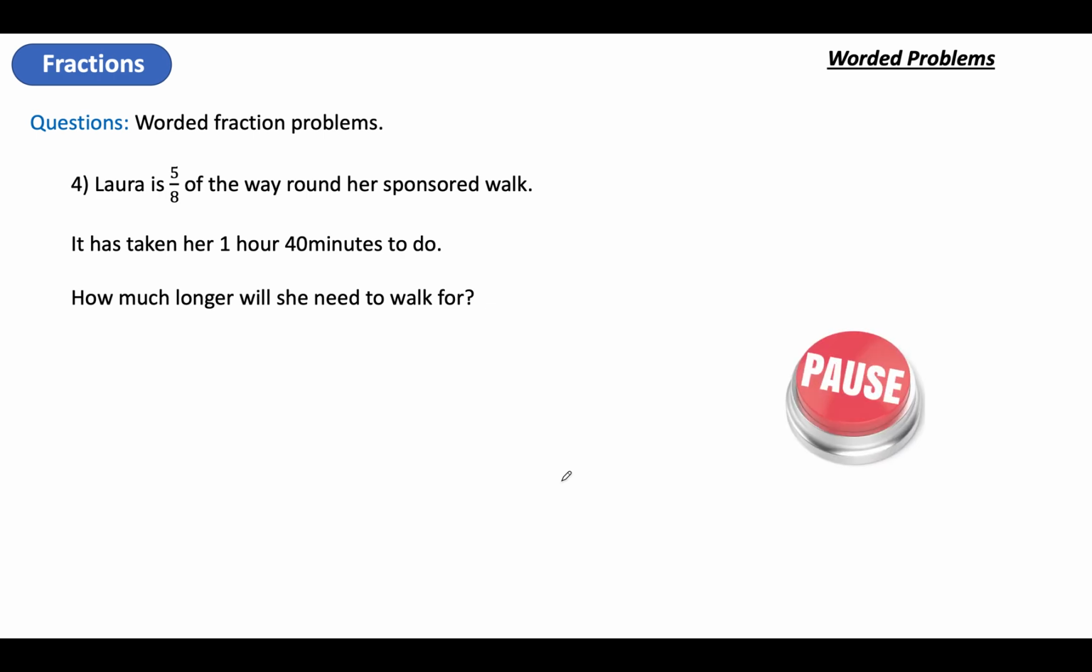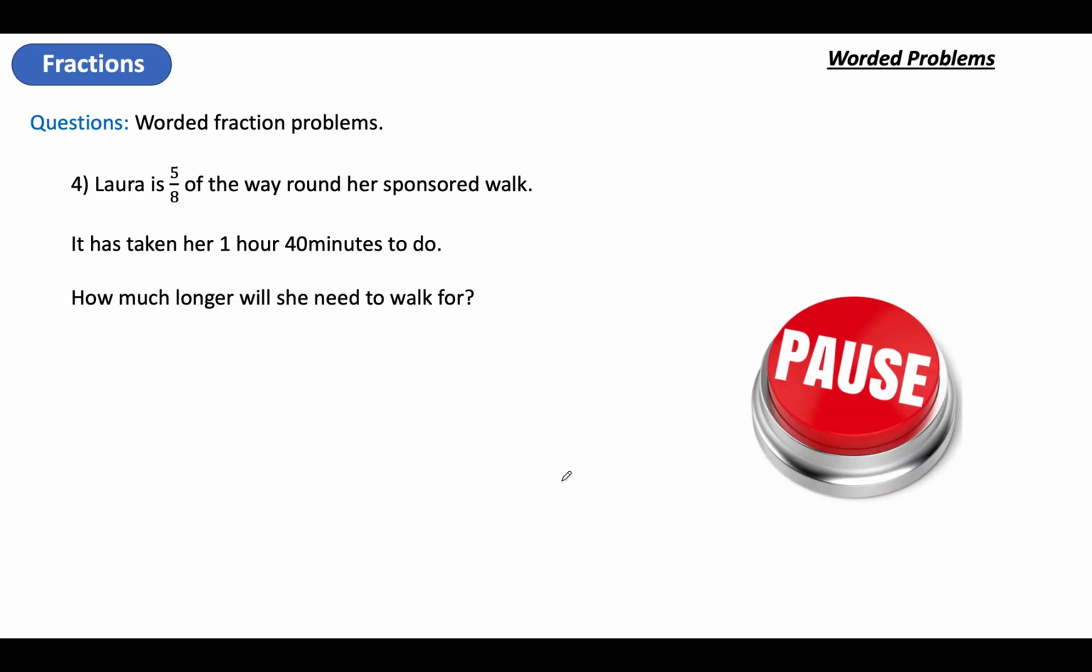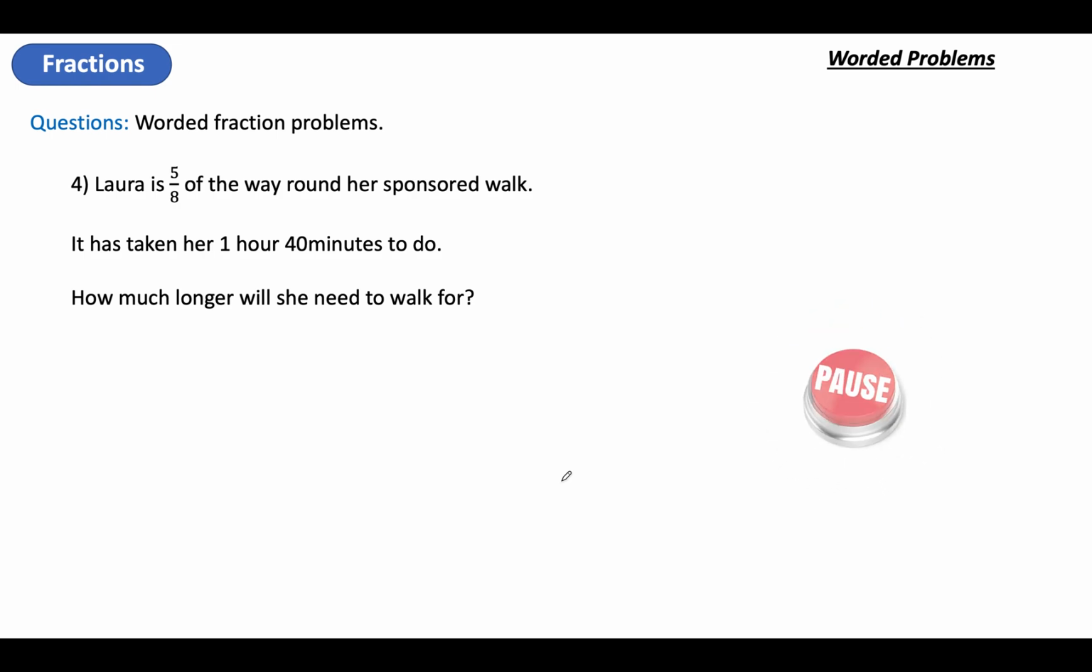Right, question 4. Read the question, press pause. You know the drill by now. Off you go. We've unpaused. Laura is 5/8 of the way round her sponsored walk. It's taken her 1 hour and 40 minutes to do what? To do the walk. Yeah, that's a weird sentence, isn't it? It has taken her 1 hour and 40 minutes to do the walk. I'm going to add that onto the end because it really annoys me that it's not there. How much longer will she need to walk for?